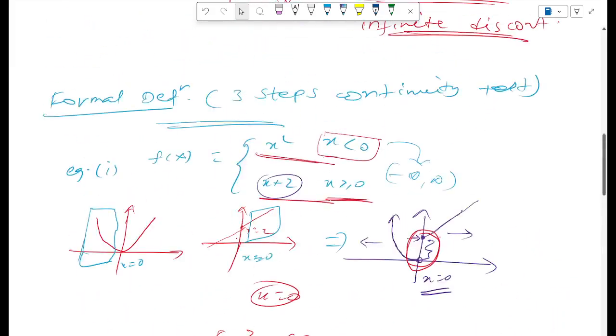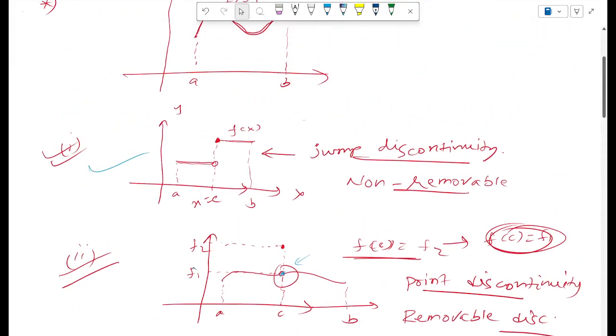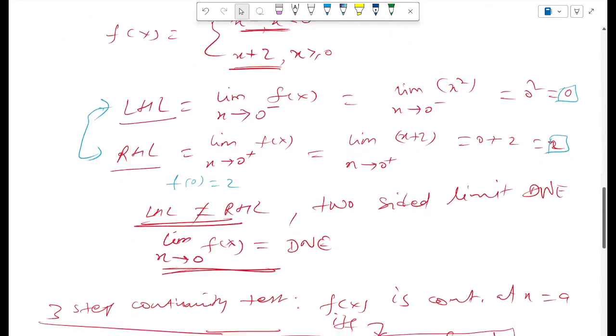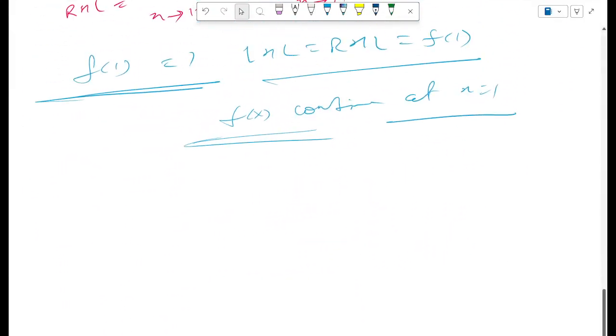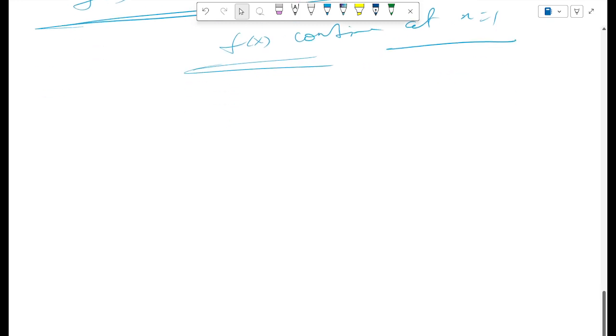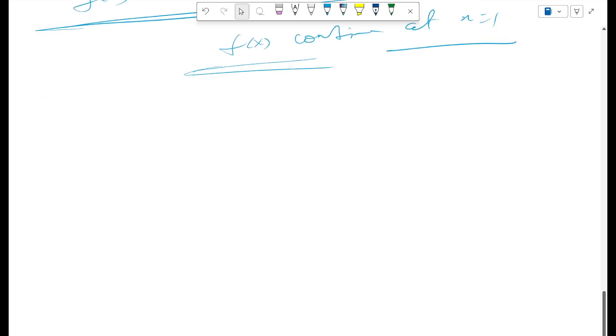So this is how we find the continuity. Differentiability I will cover in the next video, otherwise this will become a very long, lengthy video. So in the next video, I will take a few more examples on continuity to give clarity, and I will cover differentiability.